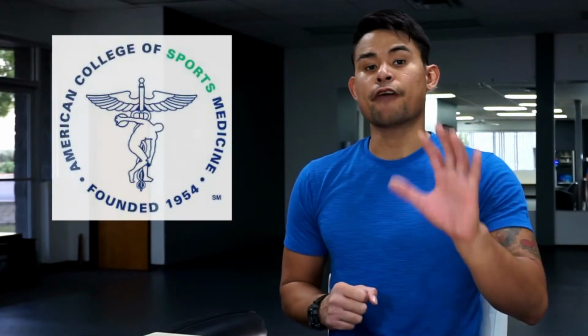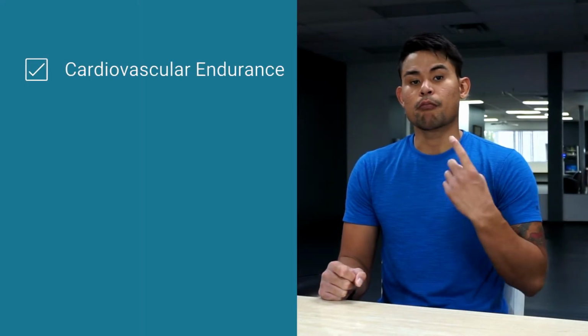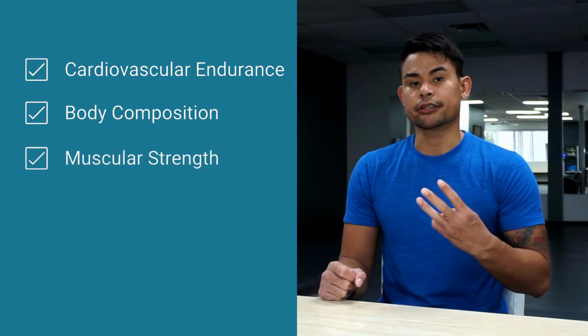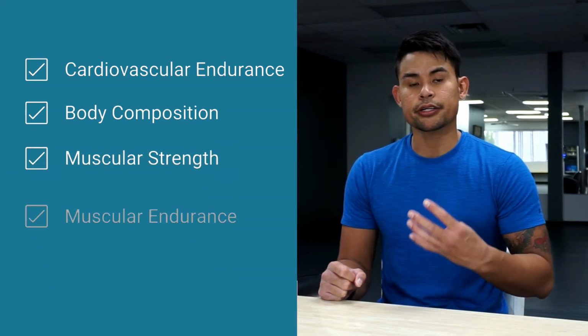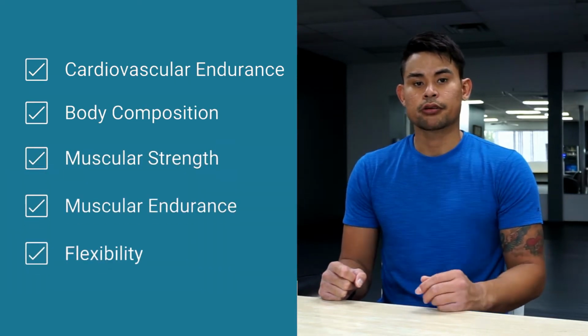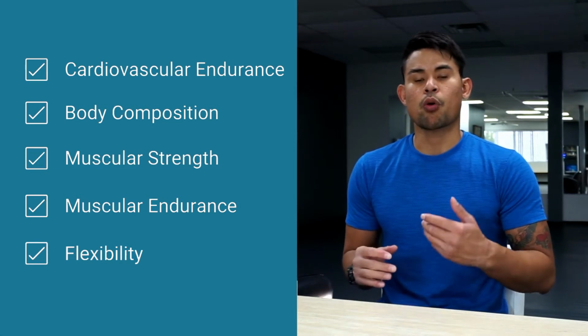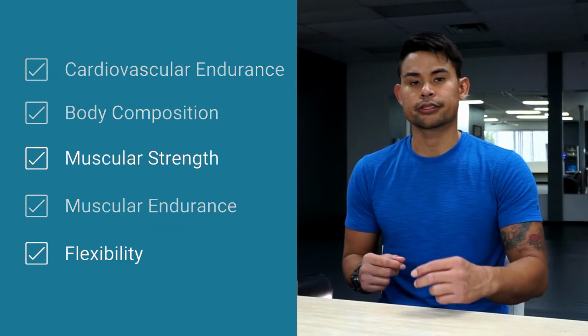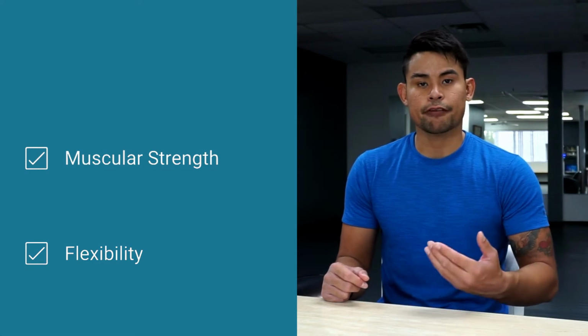According to the American College of Sports Medicine, there are 5 health-related components to fitness: cardiovascular endurance, body composition, muscular strength, muscular endurance, and flexibility. Building strength through length requires a combination of 2 components: muscular strength and flexibility.